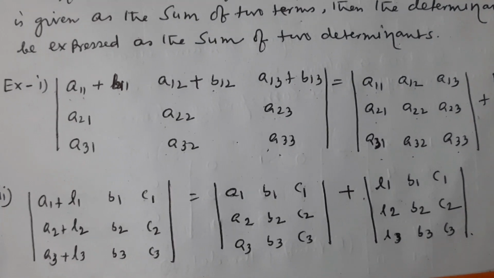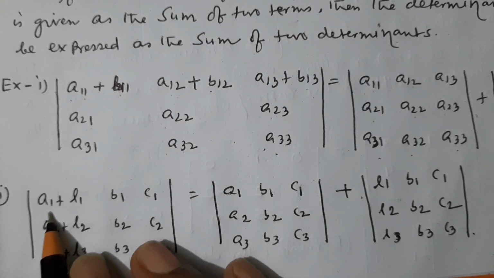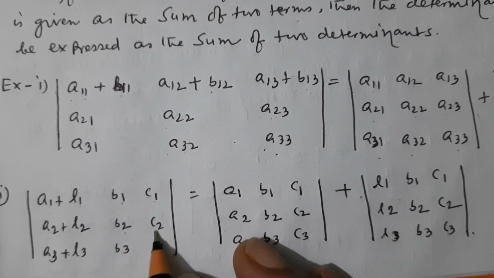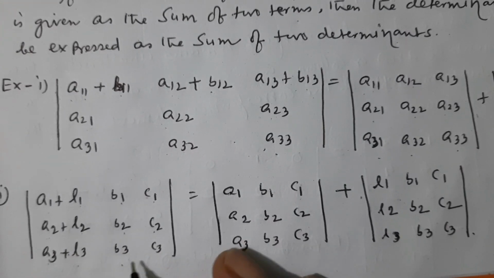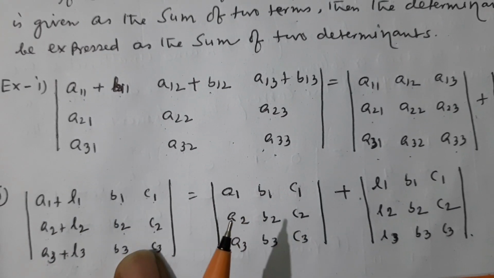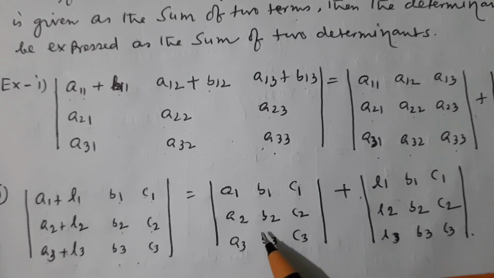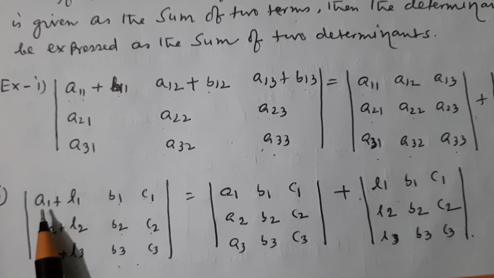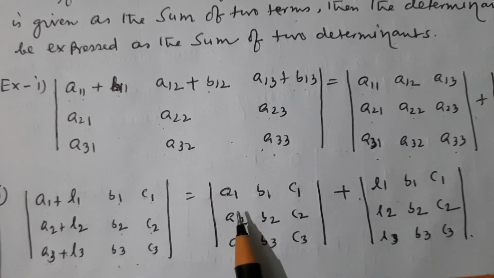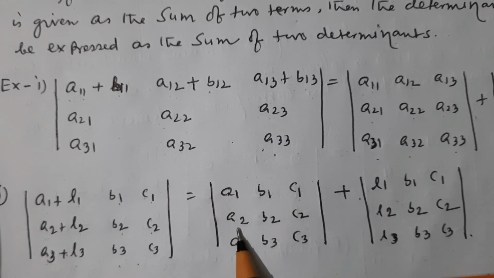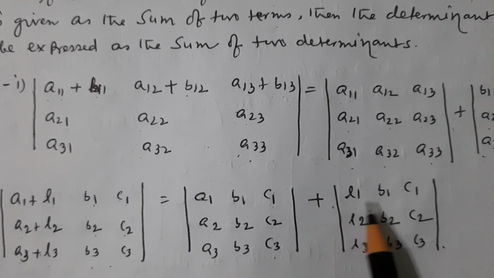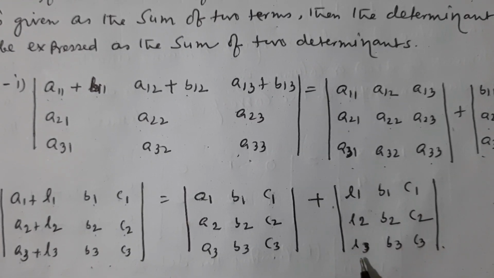If a column is in sum form, that is a1 plus l1, b1, c1, a2 plus l2, b2, c2, a3 plus l3, b3, c3, here the first column is in sum form, so this determinant can be expressed as the sum of two determinants. The first determinant has the first column a1, a2, a3, with columns b1, b2, b3 and c1, c2, c3, plus the second determinant with first column l1, l2, l3 and the other columns b1, b2, b3 and c1, c2, c3.